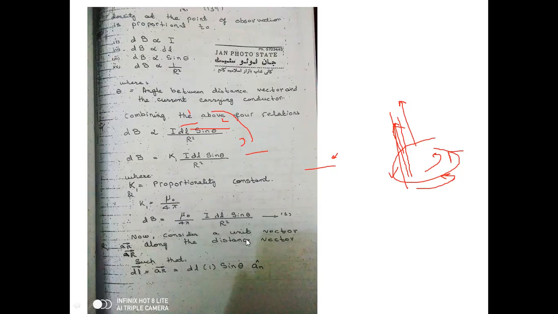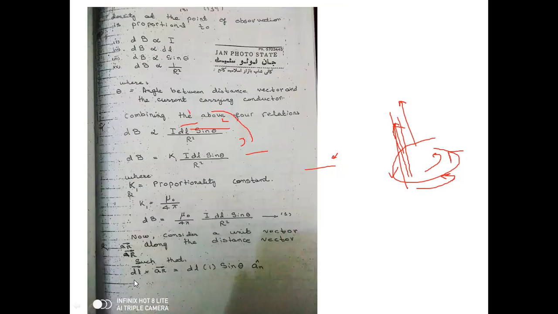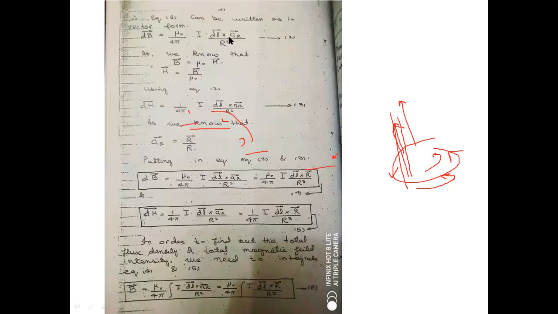Now consider a unit vector ar along the distance vector r. If we have ar in the direction of r, the cross product of dl and ar will be equal to the magnitude of dl, which is dl, and the magnitude of the unit vector is 1, and the sine theta, because of the cross product. So replacing dl sine theta with this cross product, we will get I dl cross ar over r square, and this is the expression for the dB.